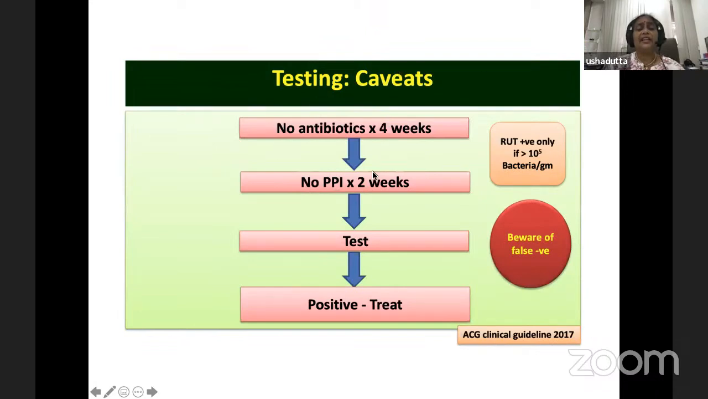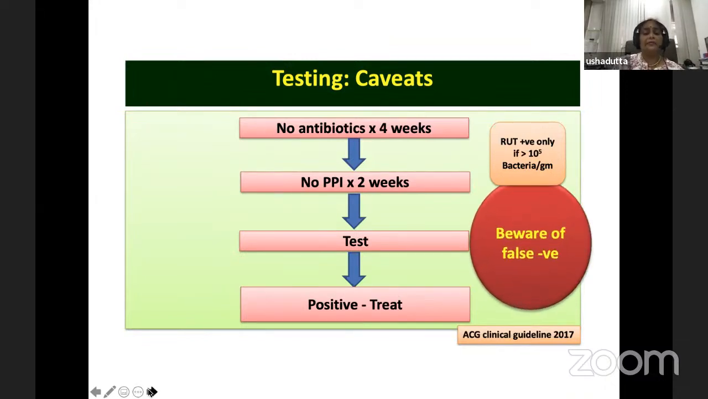Testing caveats, as I said: no antibiotics for 4 weeks, no PPI for 2 weeks. Test, and if it's positive, treat. Beware of false negatives. And as I said, RUT is positive only if it is more than 10 to the power 5 bacteria per gram of tissue.